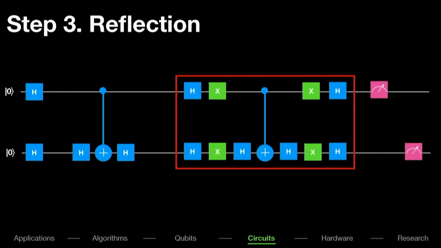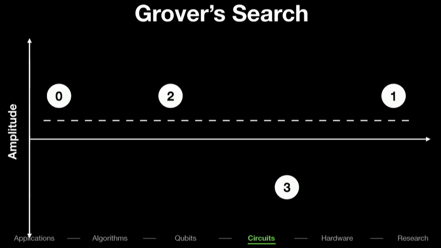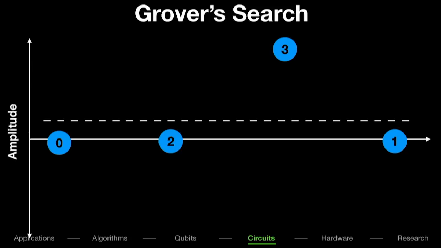And then step 3 is called a reflection. So what this does is it basically finds the average of the amplitudes, in this case the dotted line, and then we find the mirror of each of the amplitudes of the balls. So the blue balls in this case is the reflection. And then we end up with something like this.